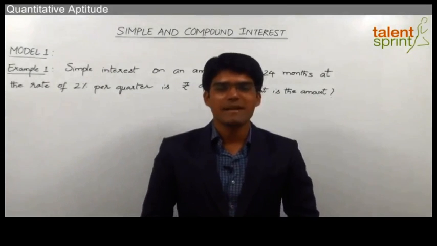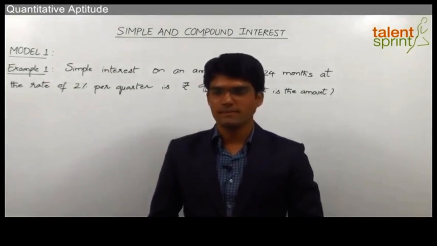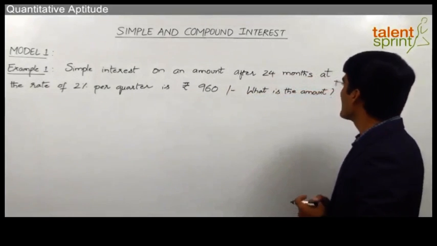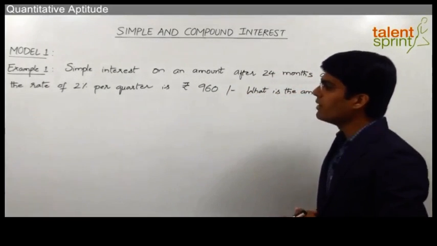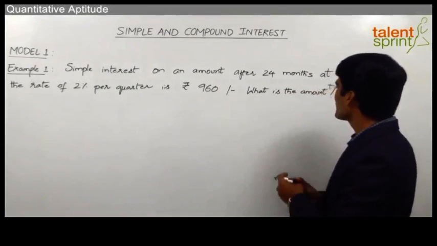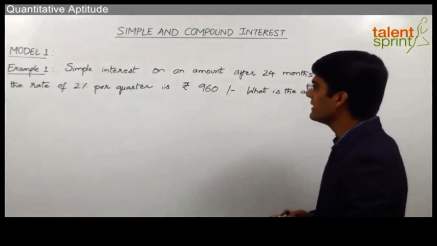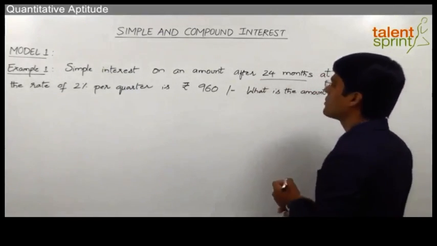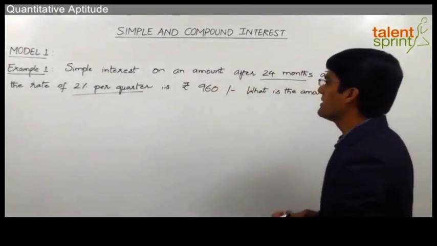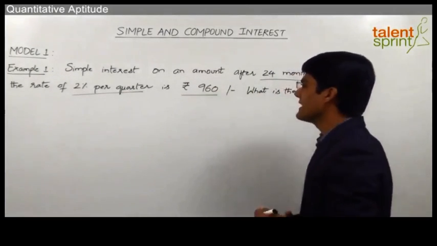Let us now take an example on the calculation of simple interest. The question is: simple interest on an amount after 24 months at the rate of 2% per quarter is rupees 960. What is the amount? As you can see here, the time period is 24 months, the rate is 2% per quarter, and the simple interest earned is rupees 960.